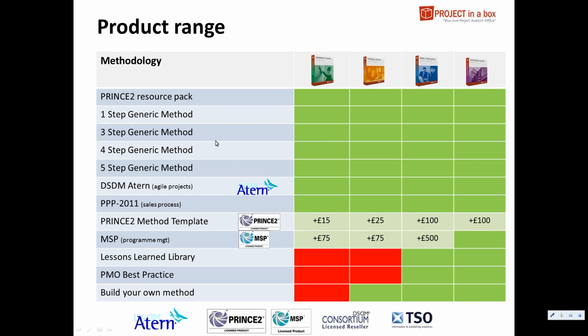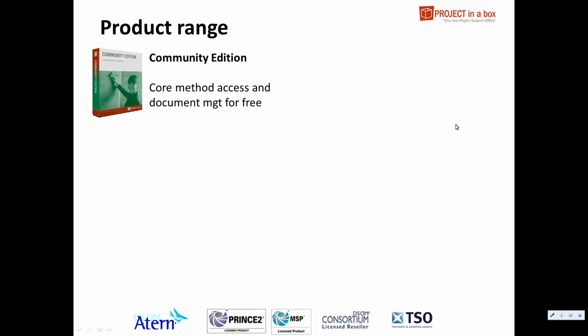So just to recap that, generic methods, off-the-shelf licensed methods, and also sort of program organizational type methods. Here you can see very clearly what you get in each one. You can even start with Community Edition. You can start building and working on your projects, and if you want to then upgrade to our commercial platforms, you can take the projects with you and use them against those newer methods on the commercial platforms. So the platforms, Community Edition, completely free. You can use it for as long as you want to on as many projects as you want to.